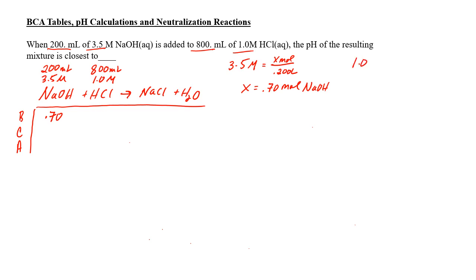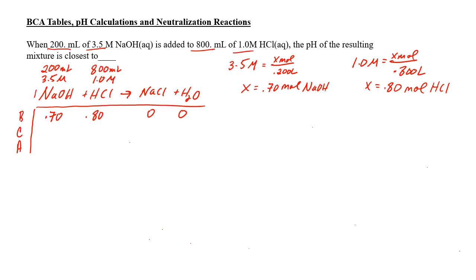For the HCl, let's do the same thing. It's a 1 molar solution. We want to solve for the moles, so I can put it in the BCA table. It's 0.8 liters. So that's 0.8 moles. I know the moles. I'm ready to complete the BCA table.